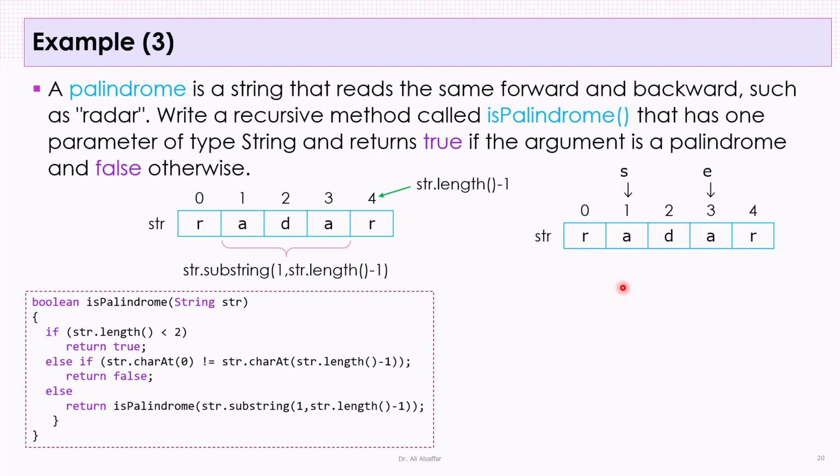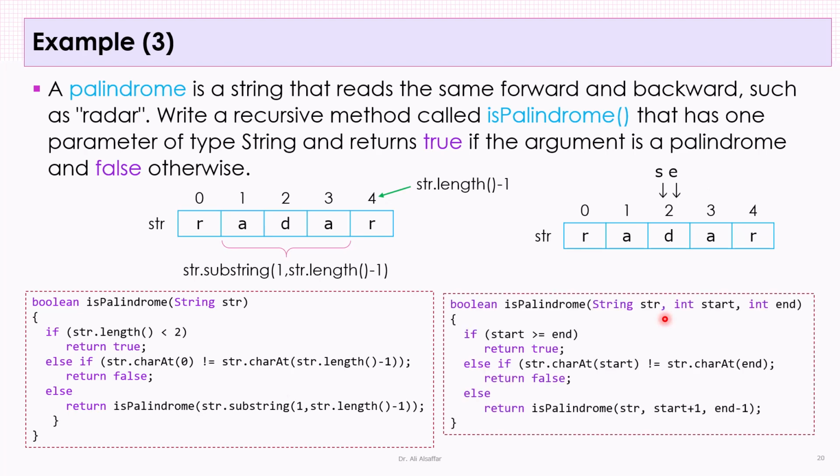So in the next iteration, the values that we need to pass to the method are s equal to 1 and e equal to 3. And in the next recursive call, the values of s and e will both be equal to 2, and the process will stop because the string has a single character. Notice that if the length of the string is odd, then eventually the value of s will be equal to e. But if the length of the string is even, then the value of s will be greater than e. So to combine these two conditions, the process will stop whenever the value of s is greater than or equal to e.